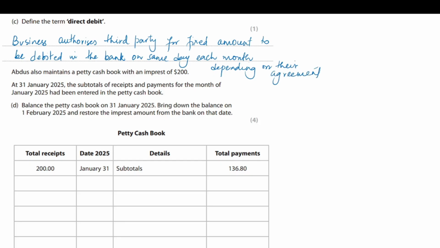Now, coming to the next one, this question had a combination of everything: rectification of error, BRS, updating the cash book, and also now the petty cash book. Abdas also maintains a petty cash book with an imprest of $200. We know in a petty cash book, imprest means at the end of the month, this 200 will be refilled. That means the difference amount only will be given to the petty cashier.